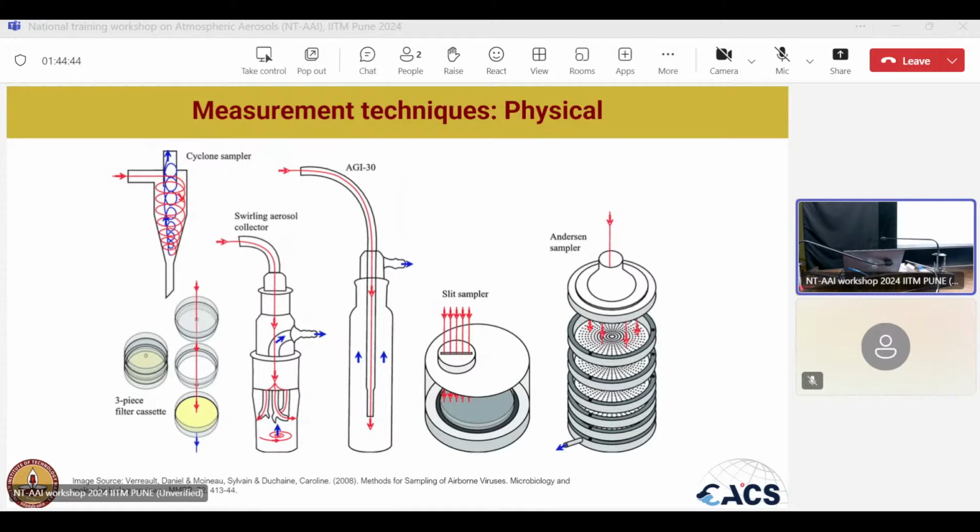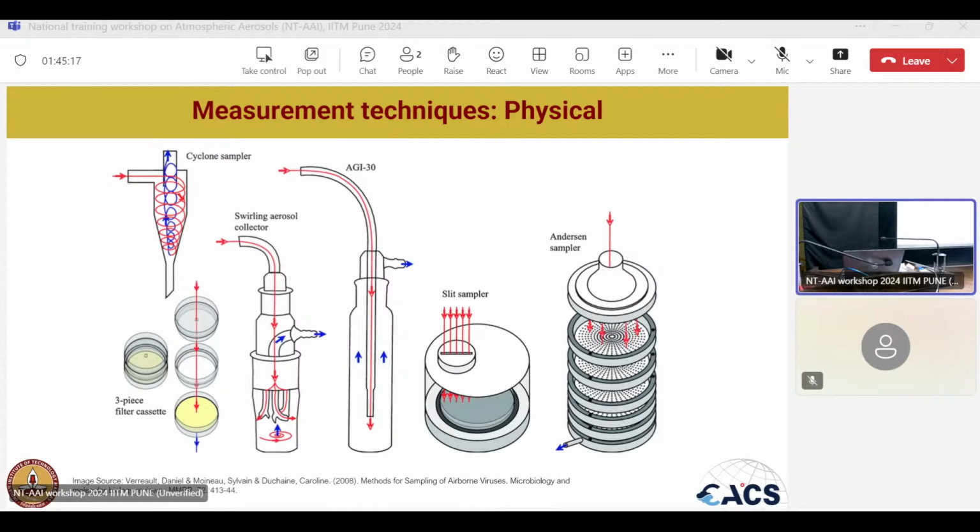But before that, of course, you need to collect the samples, right? There are different ways, and as I said, there is no standard way of collecting the samples. You have different things to do that. You have a cyclone sampler, you have the Schilling aerosol collector, you put it into a 3-piece filter cascade. You have the AGI 30, which they call an impinger, right? That glass thing which they make is called an impinger. Then you have filters, and the slit sampler, of course, that is also very important.